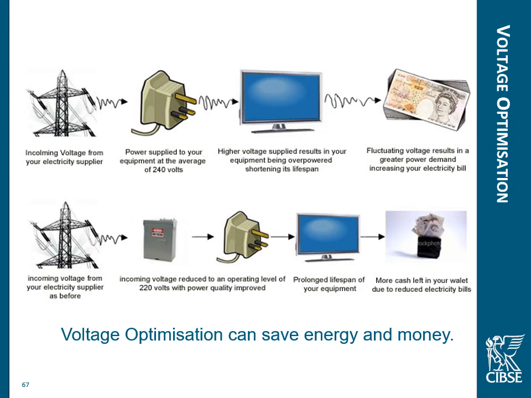So, looking at that incoming voltage from the electric supplier, if it's around 240 volts or more, the higher voltage could lead to equipment being overpowered and its lifespan shortened, and it will also lead to increased cost. If we put a voltage optimization unit between the supplier and our network, we reduce the voltage, prolong the lifespan of equipment, and potentially save more energy and cash in the meantime.